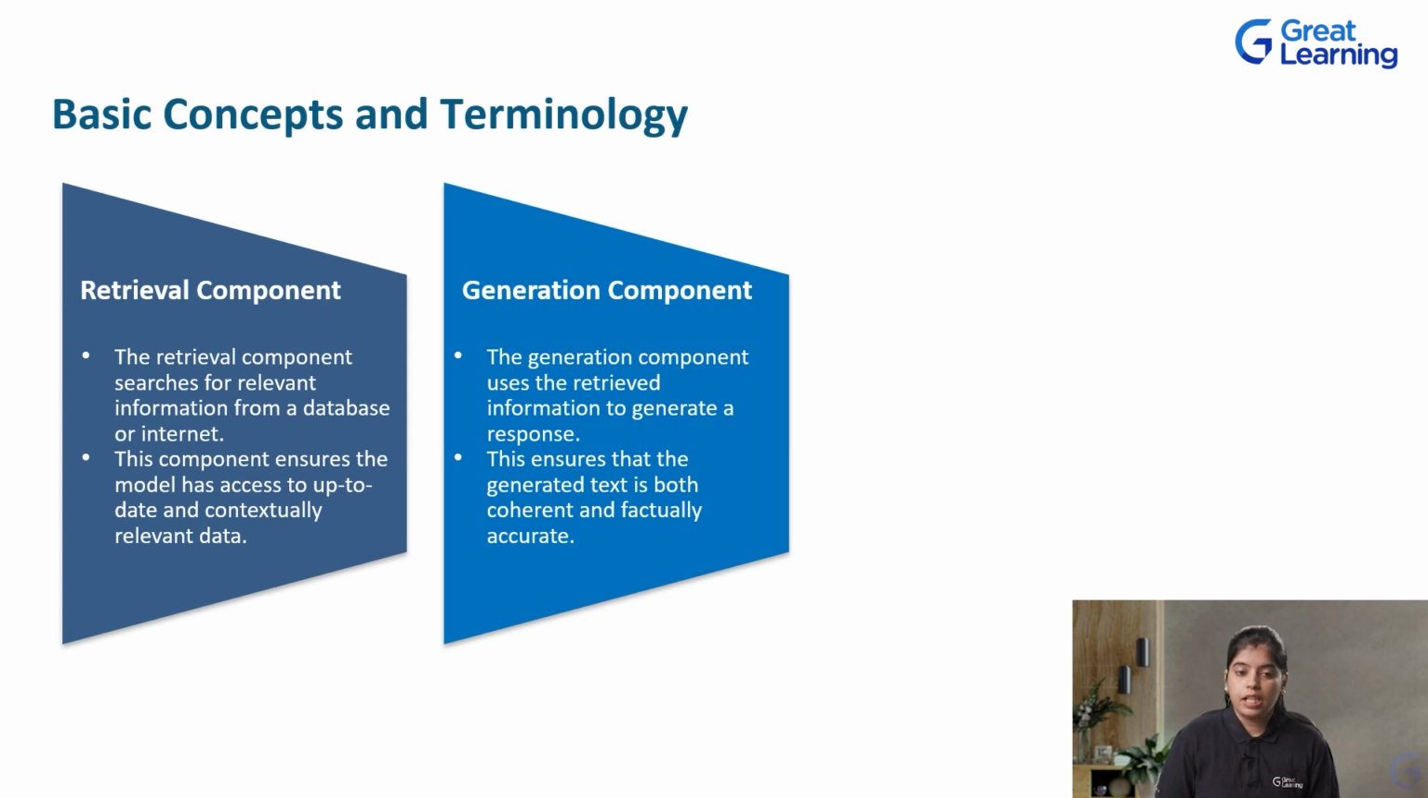Next is the generation component. Now what is it? The generation component uses the retrieved data, meaning the data we have searched through the retrieval component. Why does it use it? To generate a response based on that up-to-date information. This ensures that the generated text is both coherent and factually accurate. So generation gets the information from the retrieval component, then starts working on it and tries to generate accurate and reliable data, or we can say the outcome.